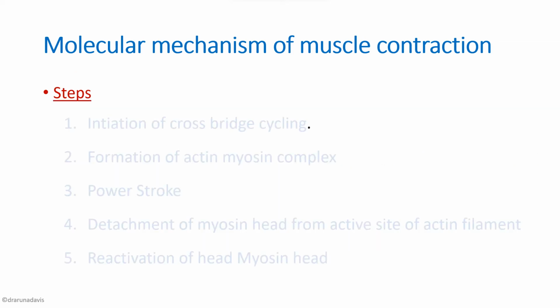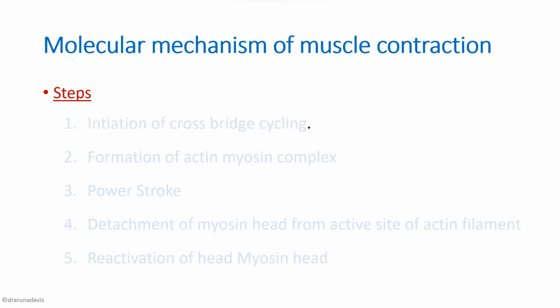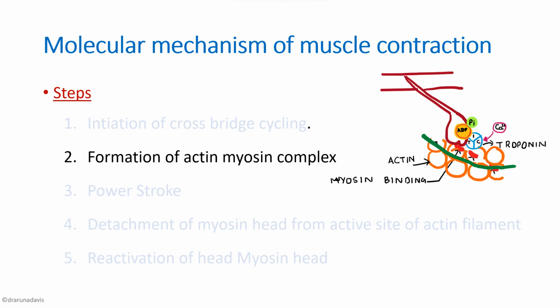Now we'll just see the steps one by one again. The first step was initiation of the cross bridge cycling, where we said that the contraction is initiated by the binding of calcium to the troponin C, which will uncover the myosin binding sites on the actin, right? The second step was formation of the actin-myosin complex. Once it is uncovered, the myosin can now bind onto this actin to form the actin-myosin complex.